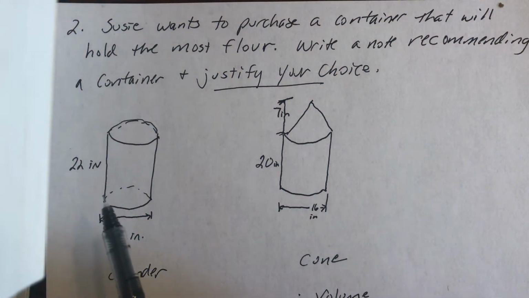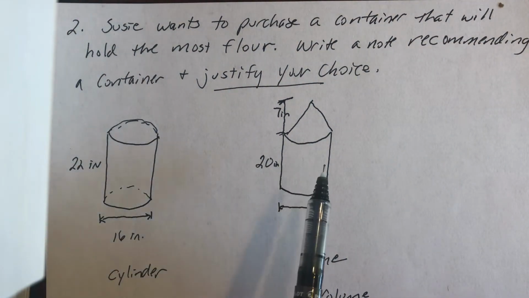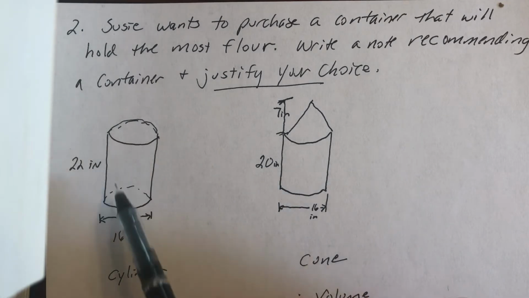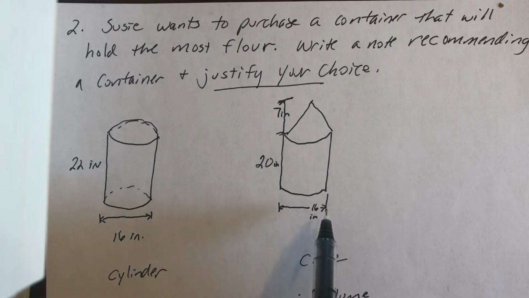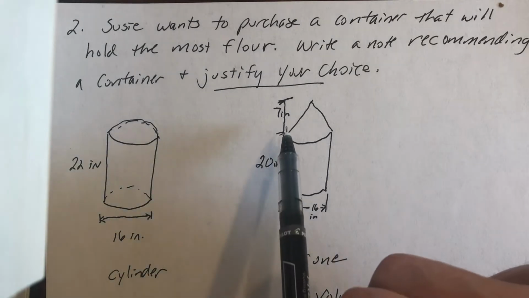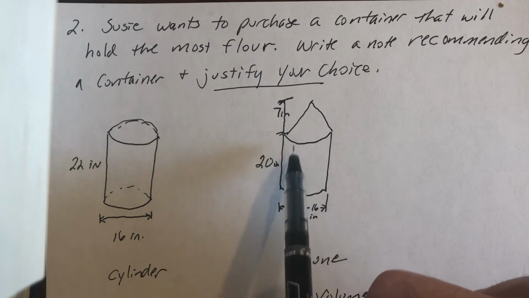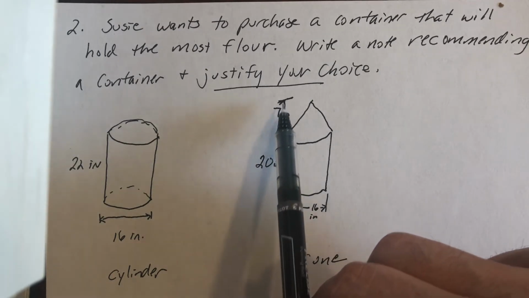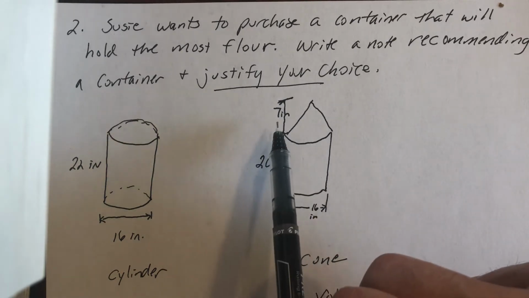The container on the left is a cylinder. The container on the right is a cone. Here are my dimensions on the cylinder. It's 22 inches high. It's 16 inches in diameter. The cone is also 16 inches in diameter. This part of the cone up to the top here, the cylinder part of it, is 20, then up to the top of the cone is 7. So the total height of this cone is 27.